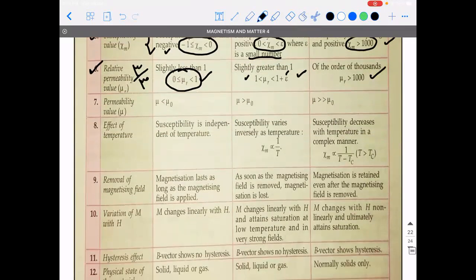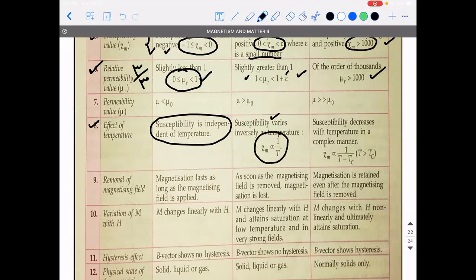Now see, effect of temperature. The susceptibility of a diamagnetic substance is independent of temperature. Anyways, the material is not going to get magnetized, so what is the point? Whereas in the case of a paramagnetic substance, susceptibility varies inversely as temperature. Means if you take a paramagnetic substance and start increasing its temperature, the extent to which it can get magnetized will decrease. So susceptibility is inversely proportional to temperature.